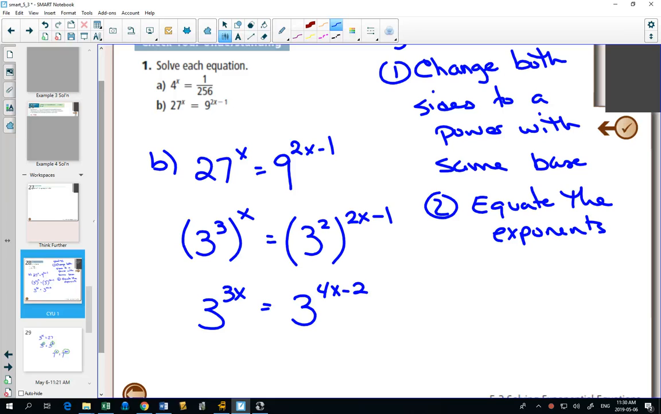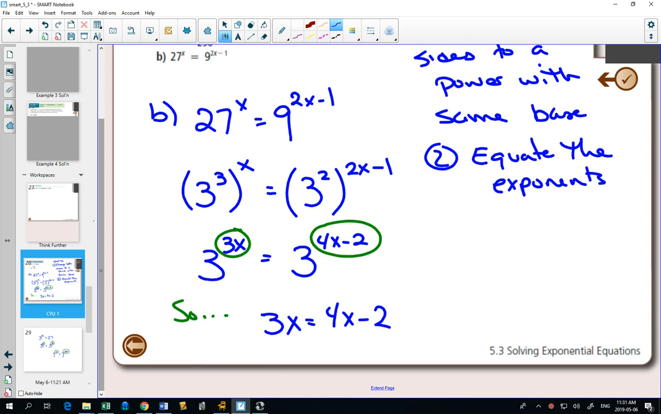We have now done step 1. We changed both sides to a power with the same base. We now know that our exponents are the same. So I like to write 3x would have to equal 4x minus 2. How would you solve this? Combine your like terms, move my x's to this side, move my 2 to this side. Oh, there it is. x is equal to 2.